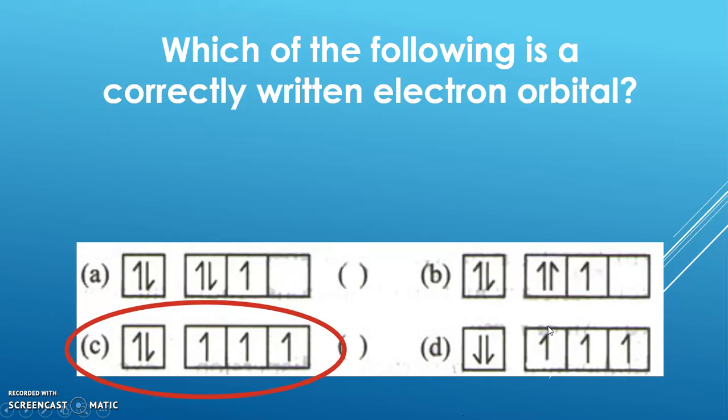D is incorrect for the first one. This would be a P bus right here because there's 3 boxes. This would be correct, but the first one would violate that Pauli exclusion principle, leaving C as the correct choice.